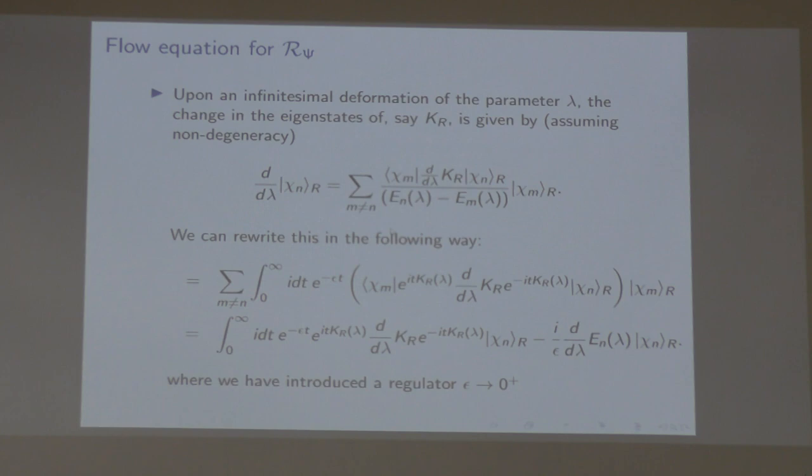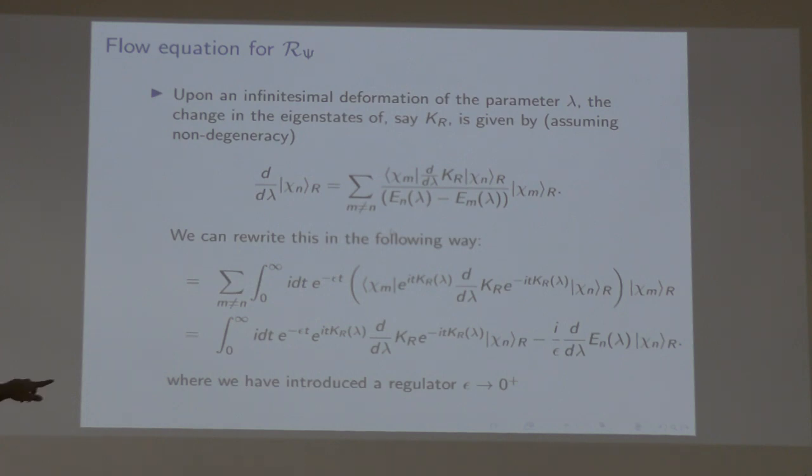Okay. Now, upon an infinitesimal deformation of this parameter lambda, the eigenstates of, let's say, the right modular Hamiltonian satisfy this equation. Here I'm assuming non-degeneracy of eigenstates, and so on. But here's the differential equation that these eigenstates satisfy. Now, I can write this equation in the following way. What I choose to do is exponentiate the denominator, the E_n minus E_m term in the denominator, by using a Schwinger parameter.